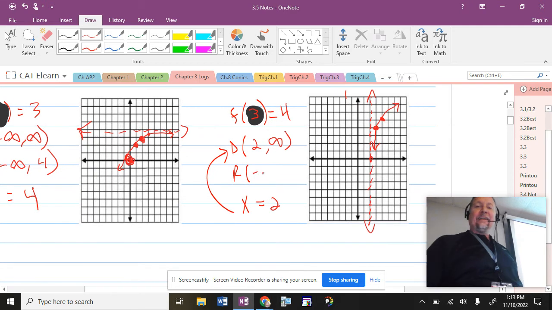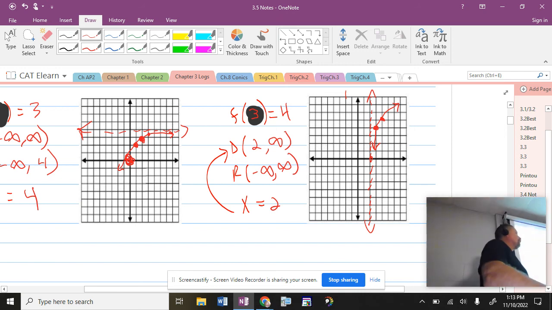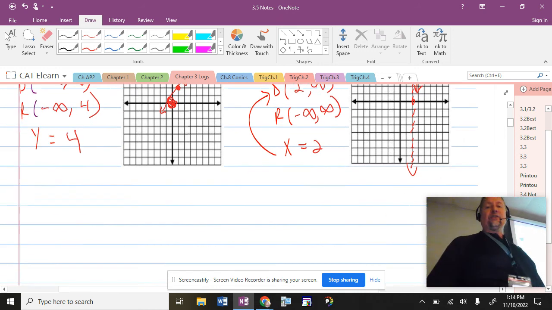All right. And then negative infinity to infinity for the range. Okay, let's move on and actually do what we're doing.